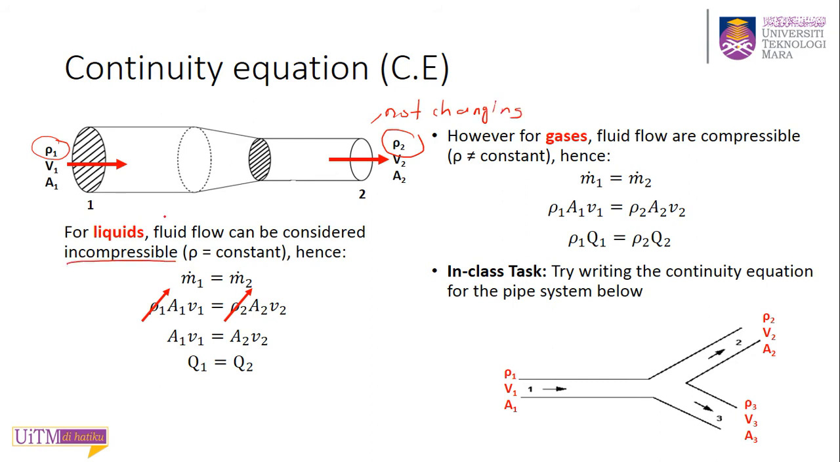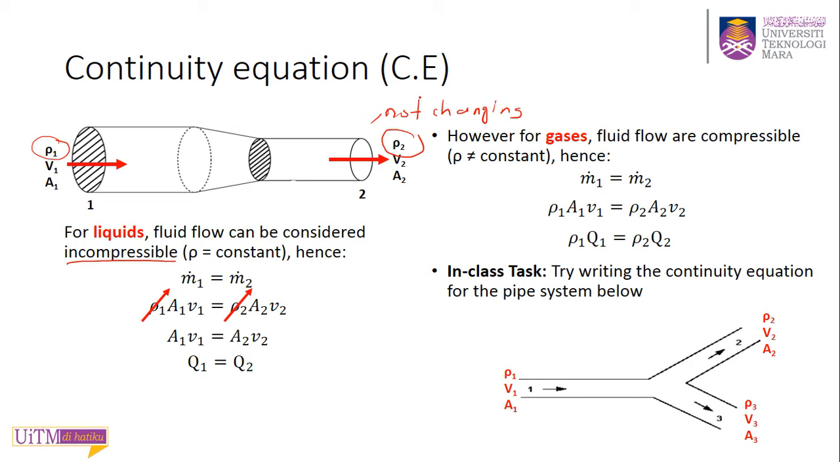Maksudnya fluid tu kita tak boleh nak compress dia, tak boleh nak tekan dia. So if we have incompressible fluid, that means the rho of that fluid is constant. So the rho at 1 is also the same as rho at 2. But if you have a fluid that can be compressed, such as a gas, that means the rho is changing. The rho at point 1 is not the same as the rho at point 2.